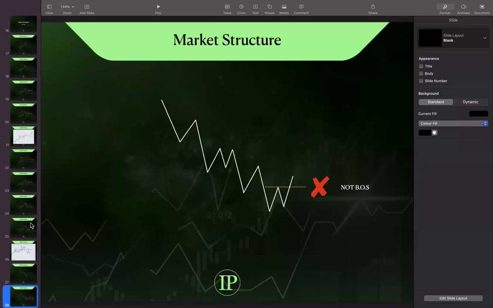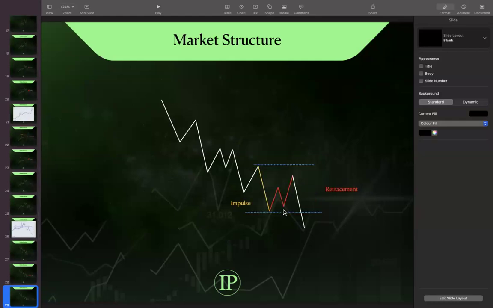Let's go on. If we look at the break scenario, this is not a break. Why? Because we are still contained within the high and the low of our impulse, okay? That is just a pullback, or a retracement from the impulse. So impulse, high, low, okay? The only way for price to break market structure is if that impulse gets broken, okay? This is just a continuation trade.